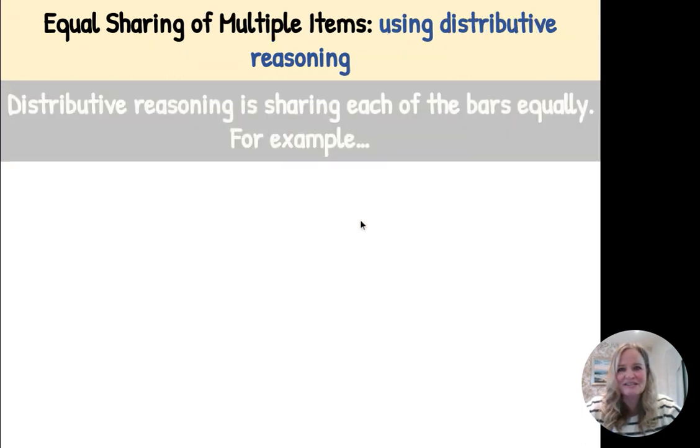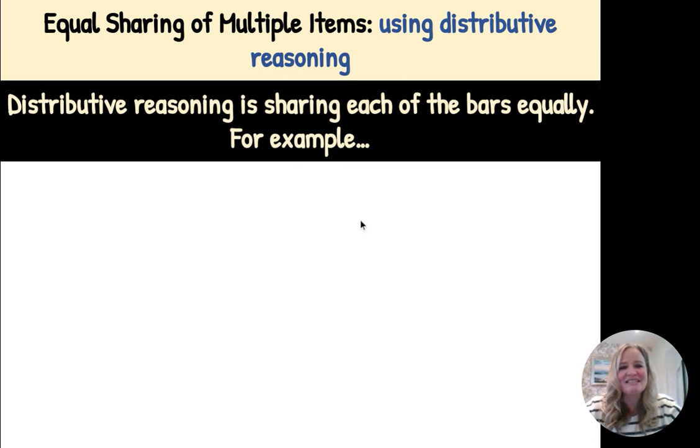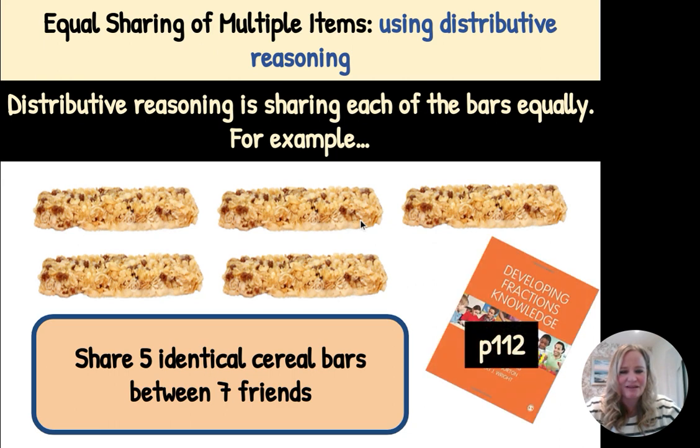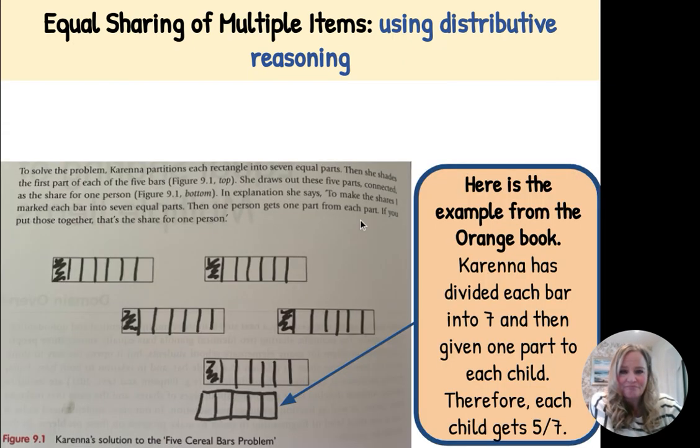So using distributive reasoning. Distributive reasoning is sharing each of the bars equally. For example, here we've got 5 identical cereal bars shared between 7 friends, which is the cereal bar problem from page 112 of the Orange book. And what they've done is they've put in worked examples of the kind of solutions that different children in their research have given to this particular problem.